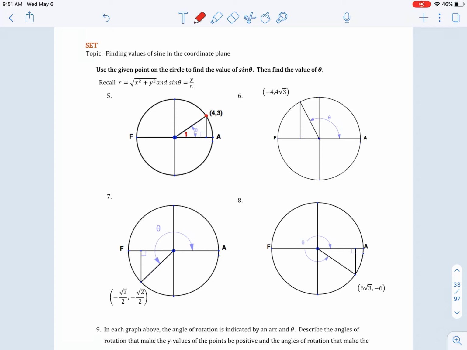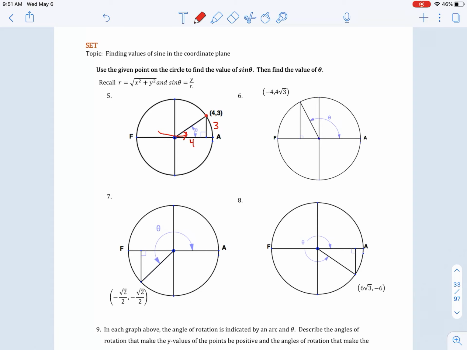And this point out here is (4, 3). That makes this 4, because it's 4 to the right, and that makes this 3, which is 3 up. Okay, so we need to find this angle right here, and we want to use sine in order to do that.